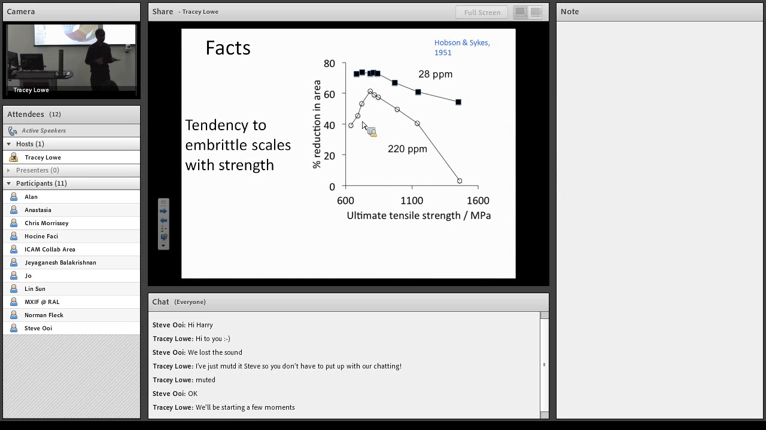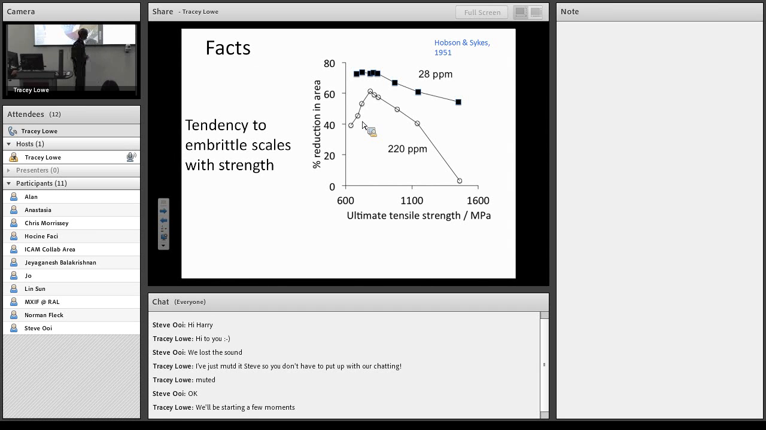Yeah, we want to design, for example, pipe materials for BP where we will get strengths of the order of 1600 megapascals. That means that hydrogen becomes an enormous challenge. I mean, look at this. If we had 200 parts per million of hydrogen in that particular steel, then we would basically have zero ductility.